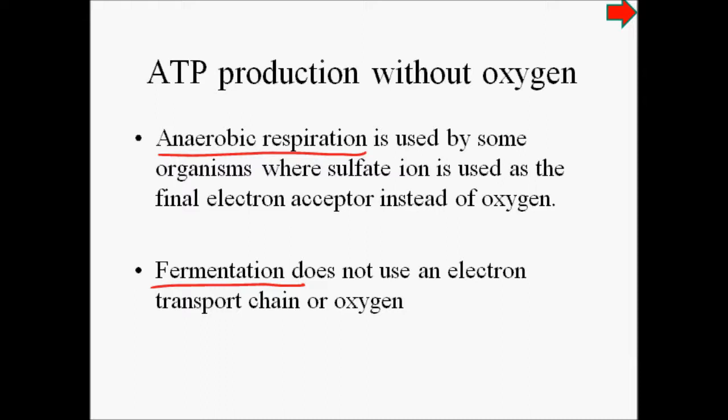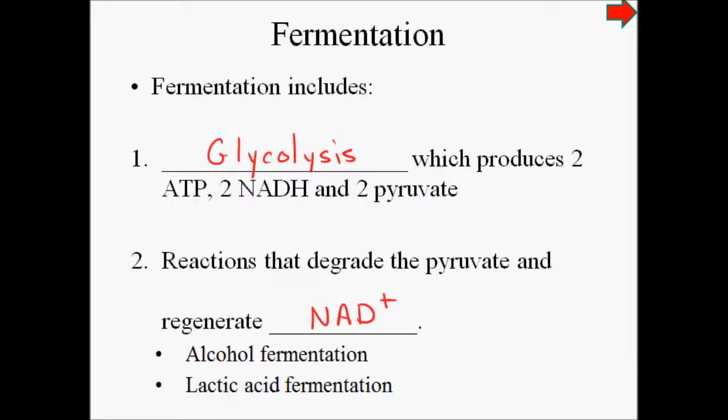So ATP without oxygen, there's anaerobic respiration, and that's used by some organisms that use a sulfate ion as a final electron acceptor instead of oxygen. And since we haven't talked about electron acceptors, this probably doesn't mean much to you yet. But what I'm going to focus on is fermentation. So in fermentation, this is where it doesn't use an electron transport chain and it doesn't use oxygen. So fermentation includes first glycolysis.